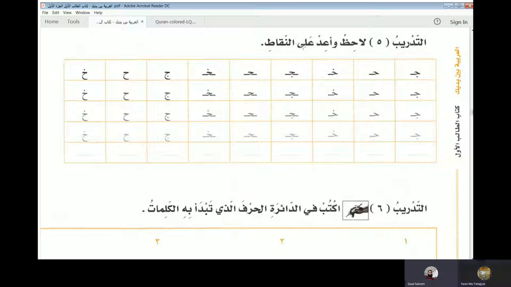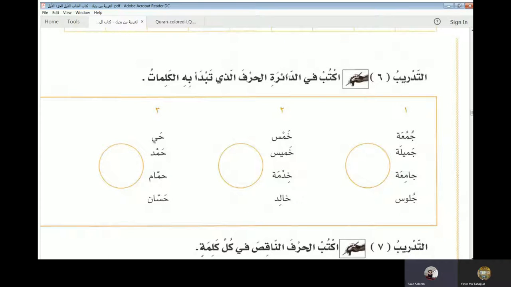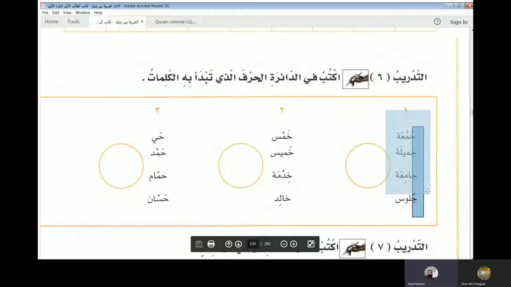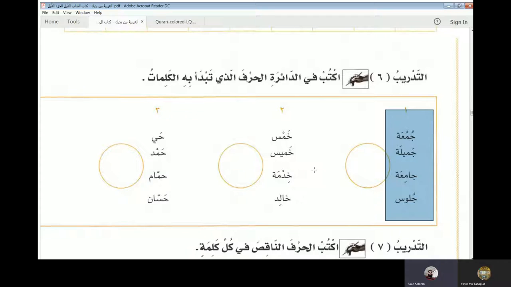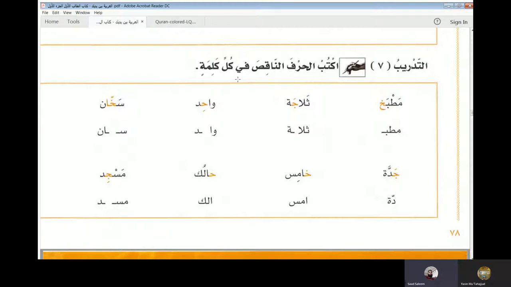Fifth exercise: la is wide. Look carefully and then move your pen on these dots. Sixth exercise: write in the circle the letter with which the word starts. Start means write the letter with which the word starts. So in this column, with which letter do all these words start? It is jim, so you will write jim in the circle. This is very easy. In the second one, kha. Then seventh exercise: write the missing letter in each word. Missing alphabet, so here kha is missing, you write kha here, jim here, ha here. This is an easy question.